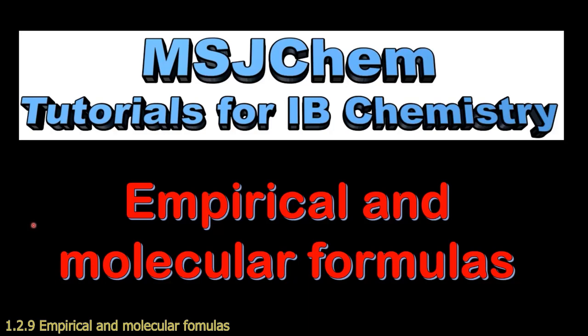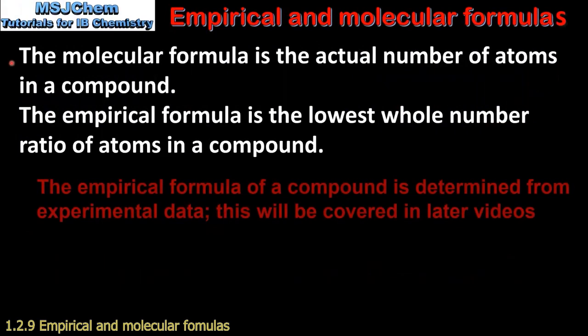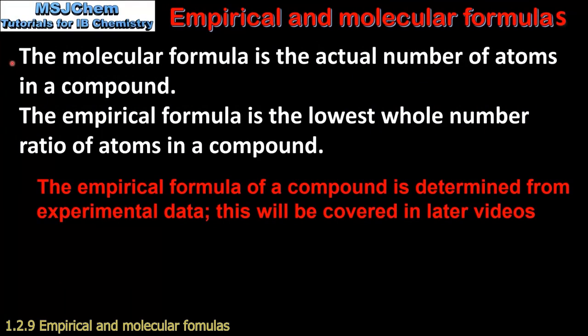This is MSJ Chem. In this video, I'll be looking at empirical and molecular formulas. Let's start the video with a couple of definitions. The molecular formula is the actual number of atoms in a compound, and the empirical formula is the lowest whole number ratio of atoms in a compound.